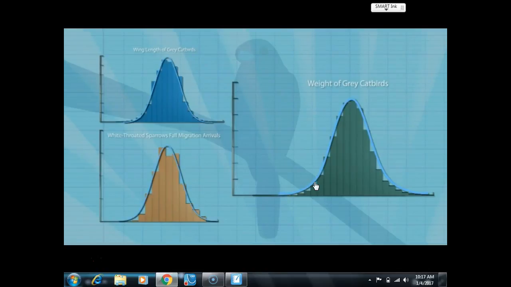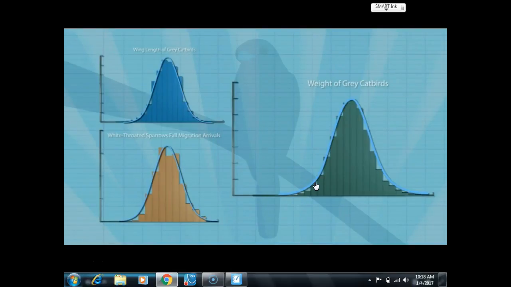The bars in the histogram represent the actual sample data the researchers collect from the birds they capture. The curve represents our idealized assumption of what the whole population of weights would look like for every catbird that passes through Manomet, whether captured or not. It's based on the actual data.